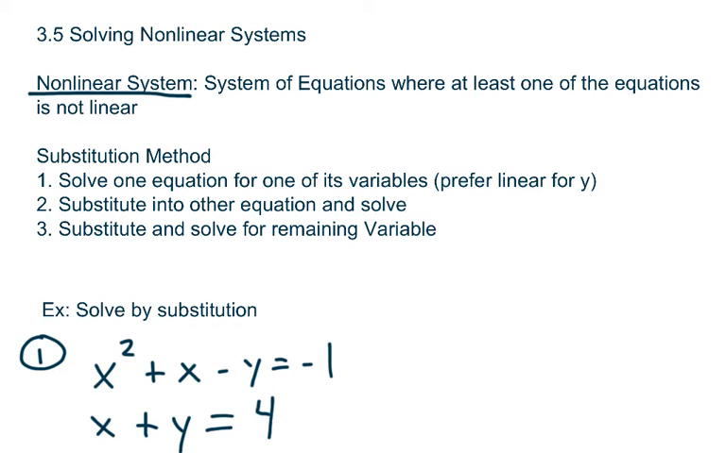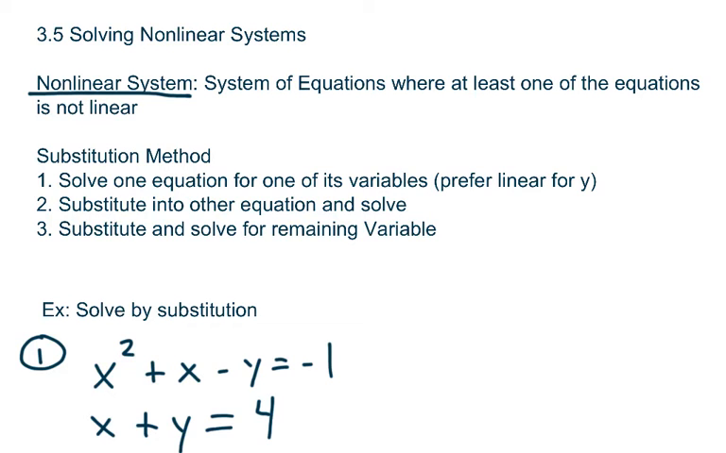Okay, we're going to look at two different ways to solve these systems. The first way is the substitution method, and the steps are really no different than when we were doing 3-variable systems or doing 2-variable systems in Algebra 1. Step number 1, solve one equation for one of its variables. Step number 2, substitute into the other equation and solve. And step number 3, substitute and solve for the remaining variable.